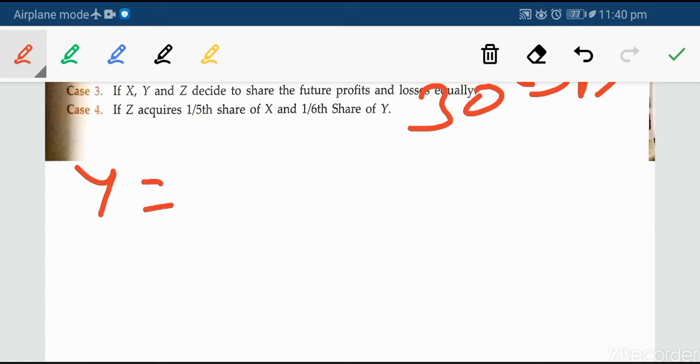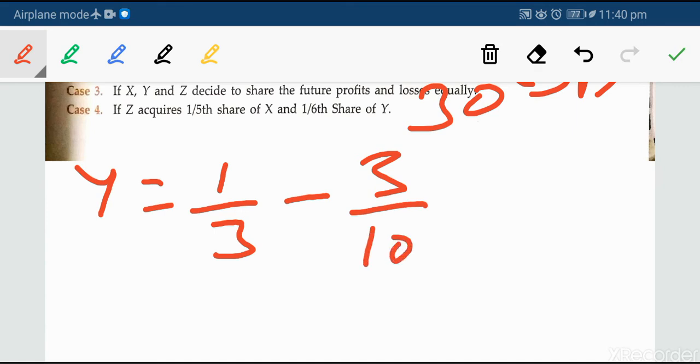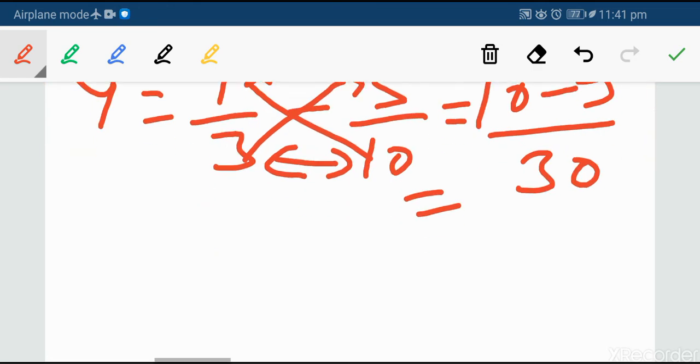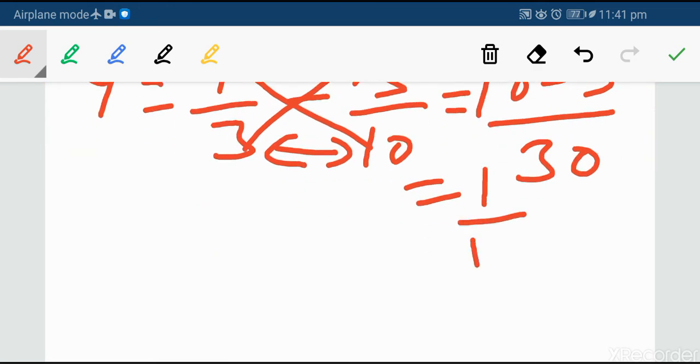For Y, it is new minus old. New is 1 by 3 minus old is 3 by 10. If you calculate this, the denominator will be 30, or you can go for the LCM also, then you will get the same. I am not going for LCM and all that; I am simply multiplying this with this, and this with this. You can do it like this only, or whichever way you prefer. Then it will be 10 minus 9, which is equal to 1 by 30. So it is the gaining ratio, since the new is more.